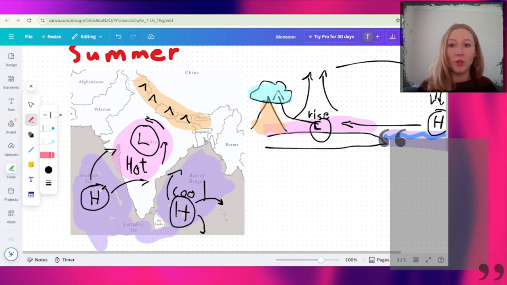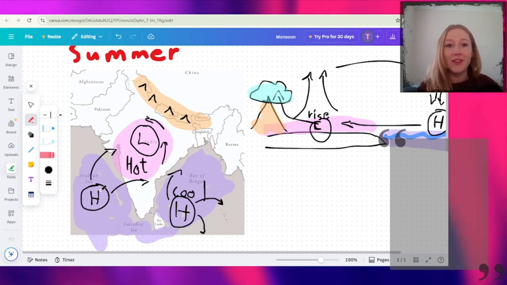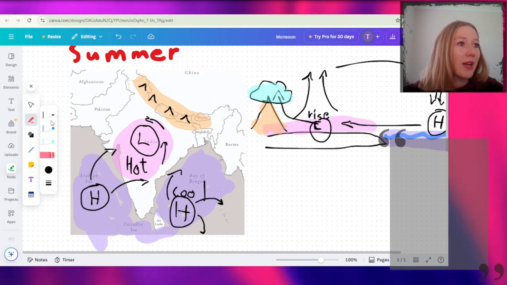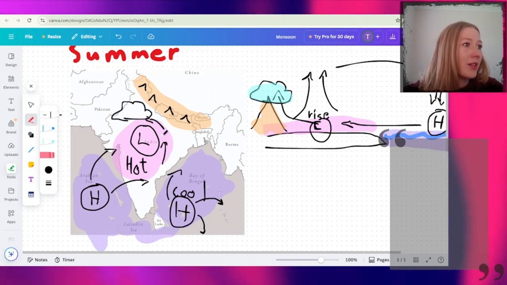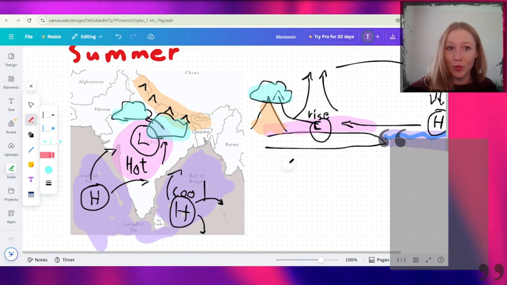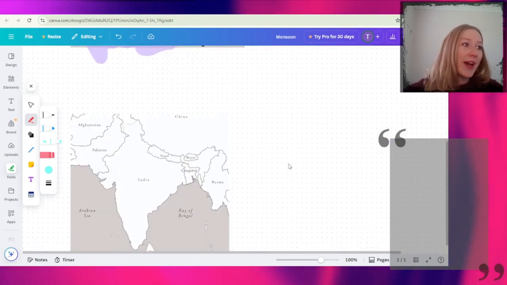So it brings with it all of this warm, moist air that will condense. It will rise, it will make clouds. We need some clouds in this diagram. There we go. And then, of course, it brings a lot of rain. That is the summer monsoon. In winter, we have the opposite.